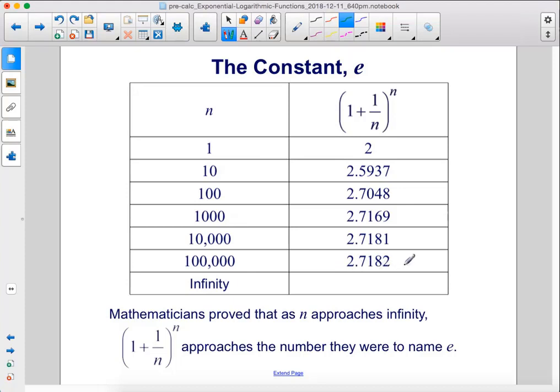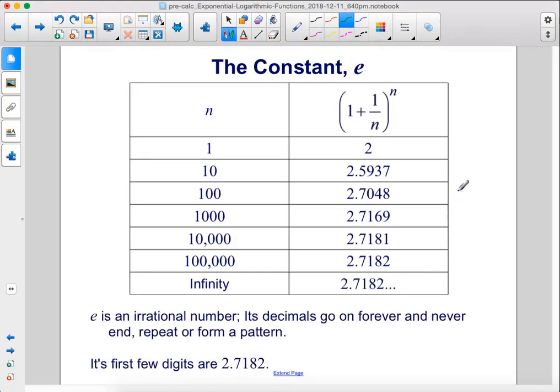number here, 2.7182. Mathematicians proved that as n approaches infinity, (1 plus 1 over n) to the n power approaches the number they were to name e. E is an irrational number. Its decimals go on forever and never end, repeat, or form a pattern. Its first few digits are 2.7182.